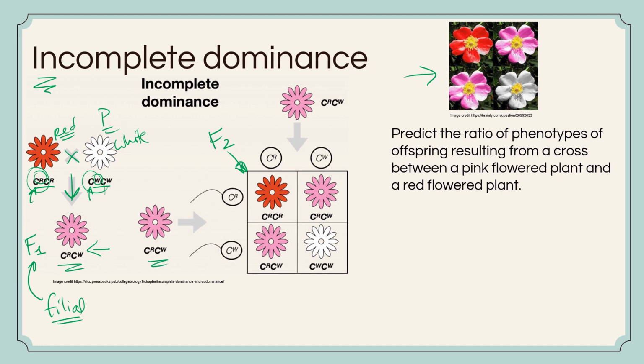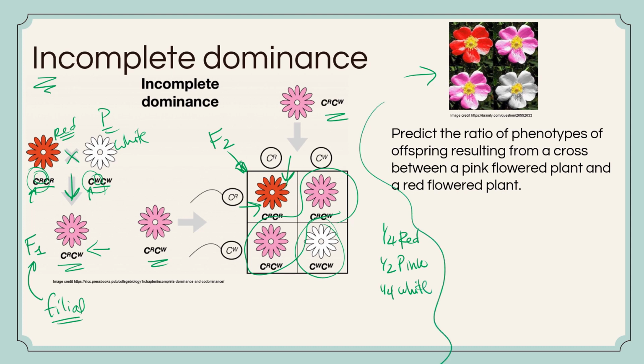And so I have my pink and I have the other pink, taking those two baby plants from the first generation and crossing them to make more babies. And we end up with C^R C^R. A fourth of the plants are going to be red, and then these are going to be pink, and then the last fourth are white.